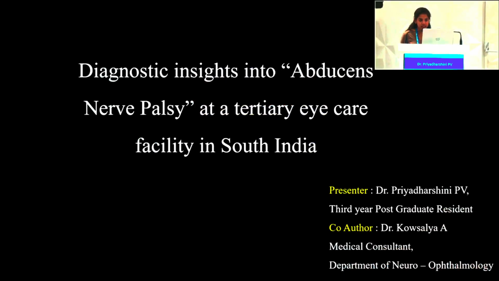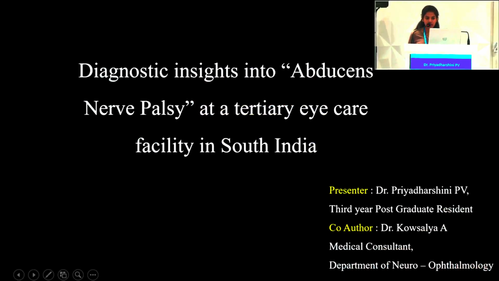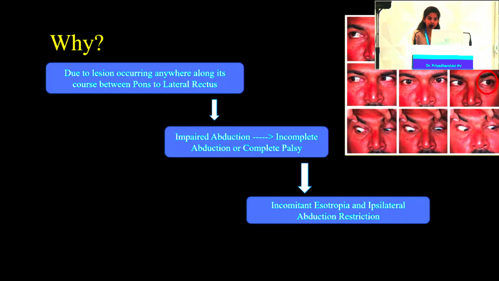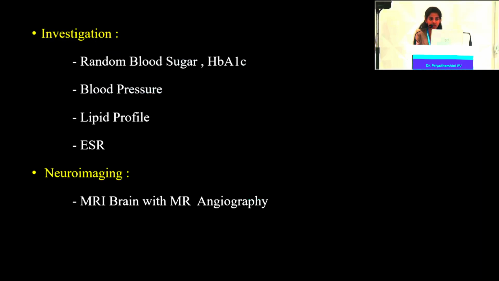Now I will be discussing diagnostic insights into abducens nerve palsy at a tertiary eye care facility in South India. Learning about abducens nerve palsy and its etiological aspects is important because it has a very long intracranial course and hence is more prone to injury at multiple sites. The incidence is around 11.3 in 1 lakh population and it can be unilateral or bilateral, congenital or acquired, and complete or partial. The pathogenesis involves a lesion anywhere along its course from the pons to the lateral rectus, which results in impaired abduction and incomitant esotropia.